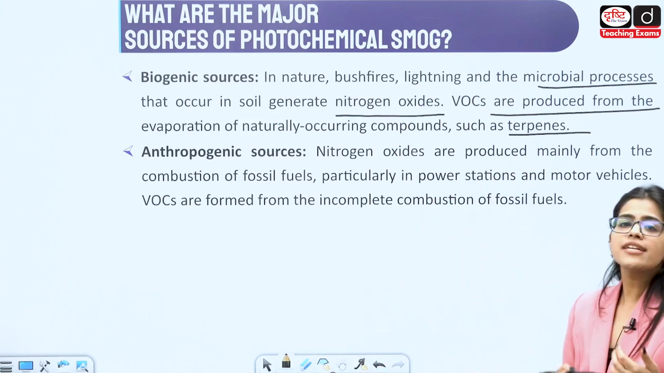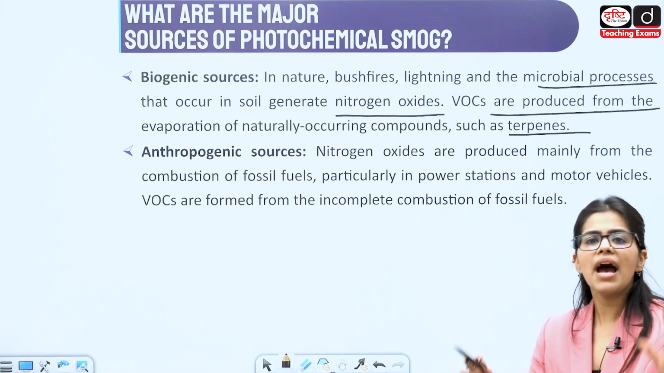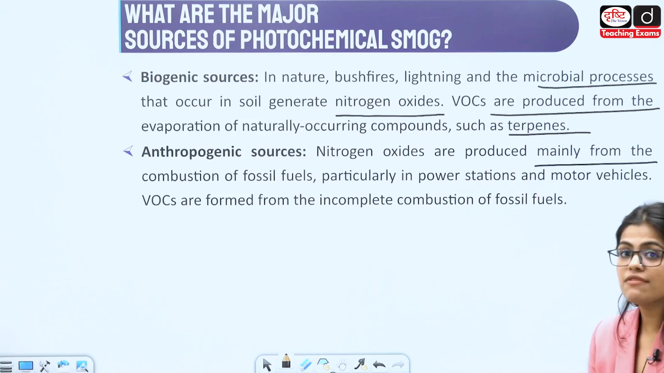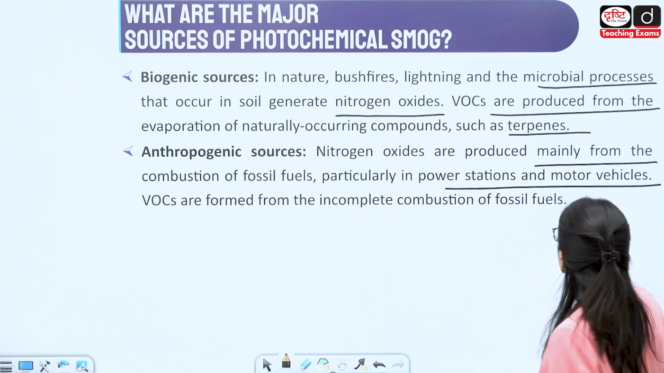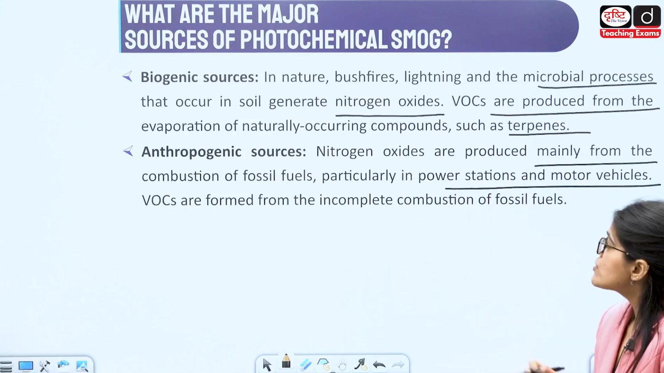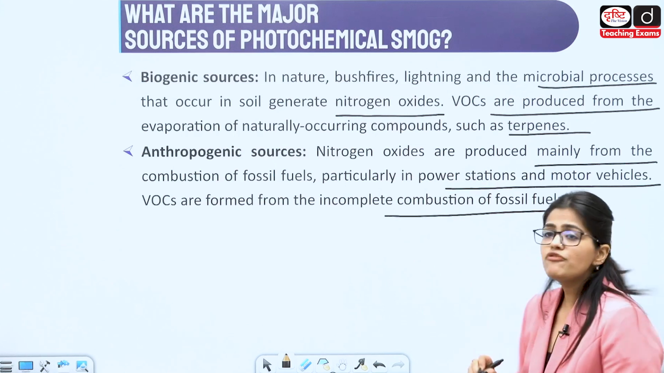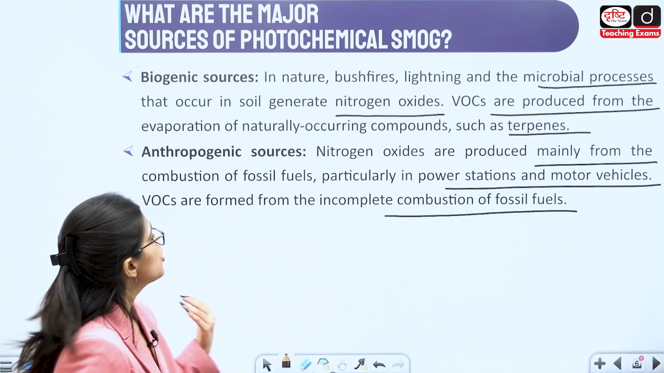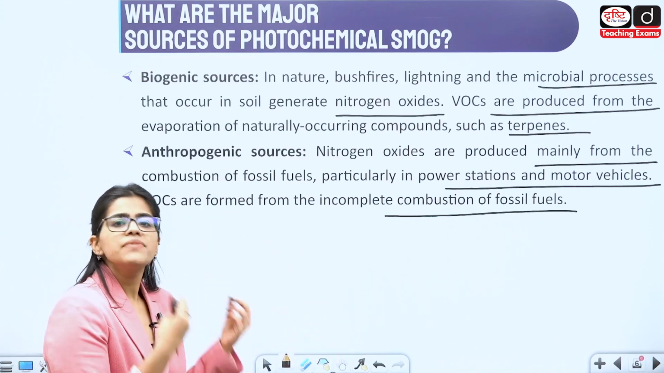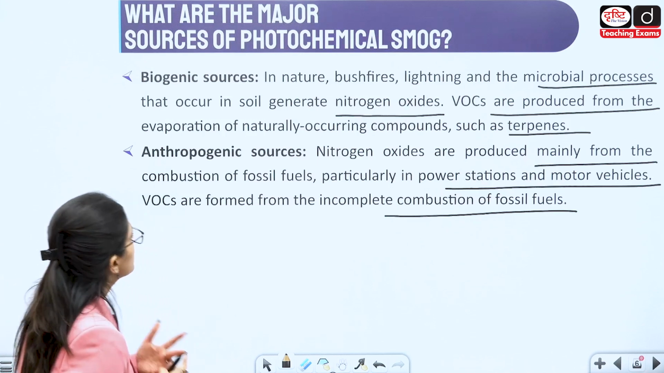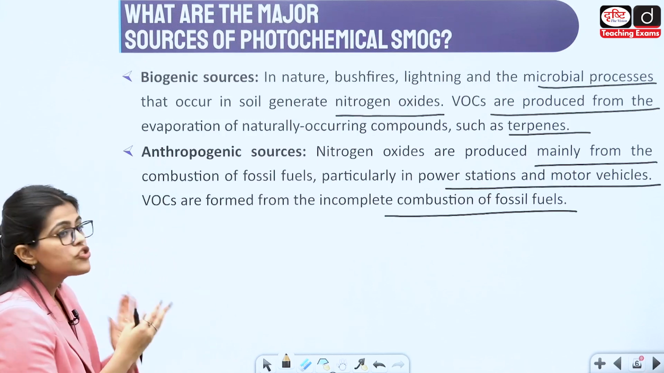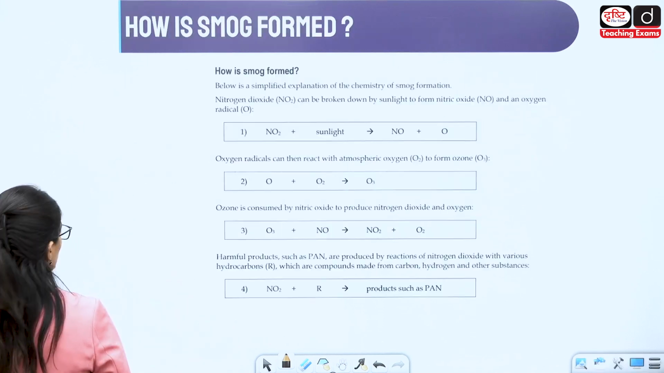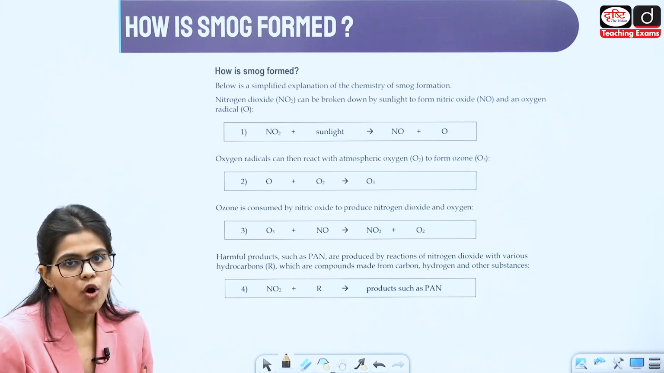Then we have anthropogenic sources that are human-made. Nitrogen oxides are produced mainly from the combustion of fossil fuels, particularly in the power stations and from motor vehicles. VOCs are formed from the incomplete combustion of fossil fuels and also sometimes while constructing a new place, you use PVC panels. From there also VOCs are secreted in the environment. So there can be biogenic sources, there can be anthropogenic sources from where you can have these pollutants and it can cause photochemical smog to occur.